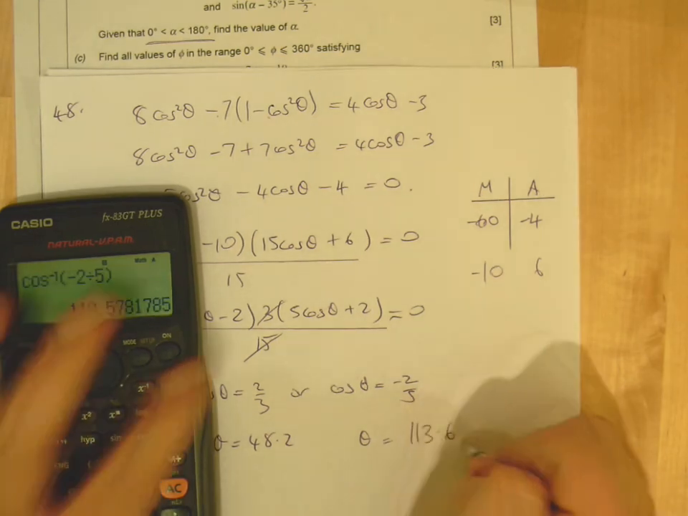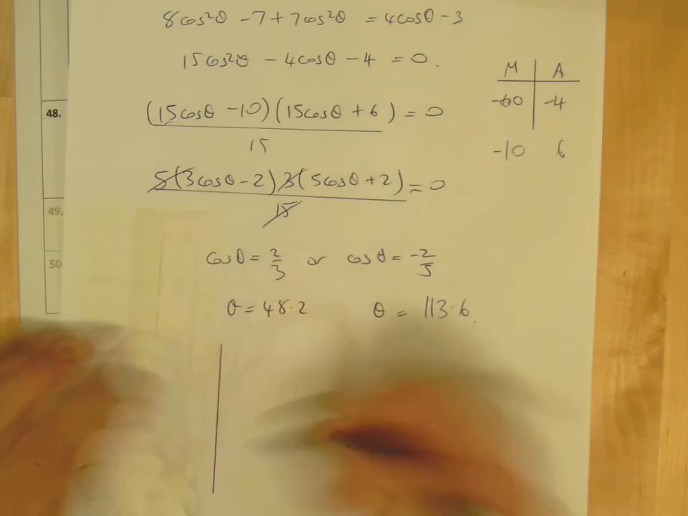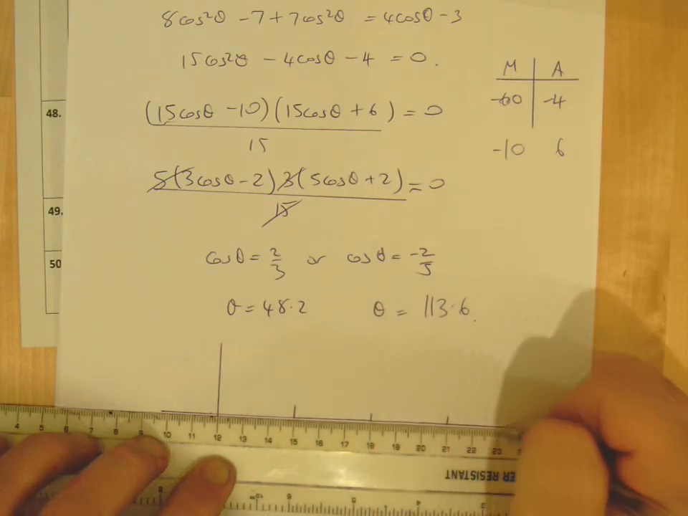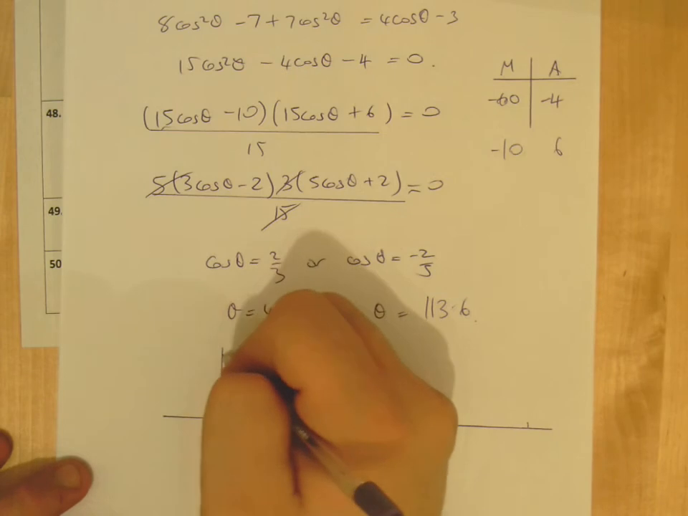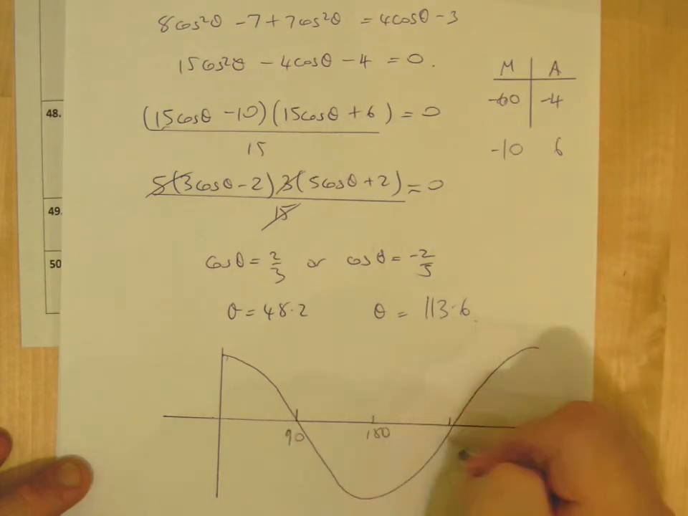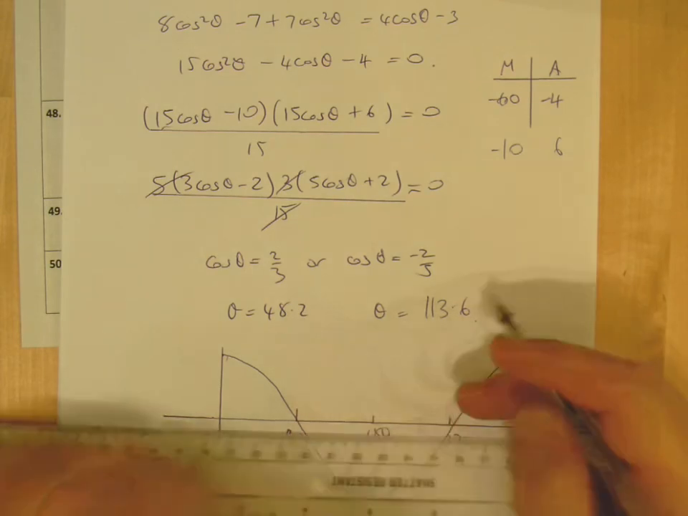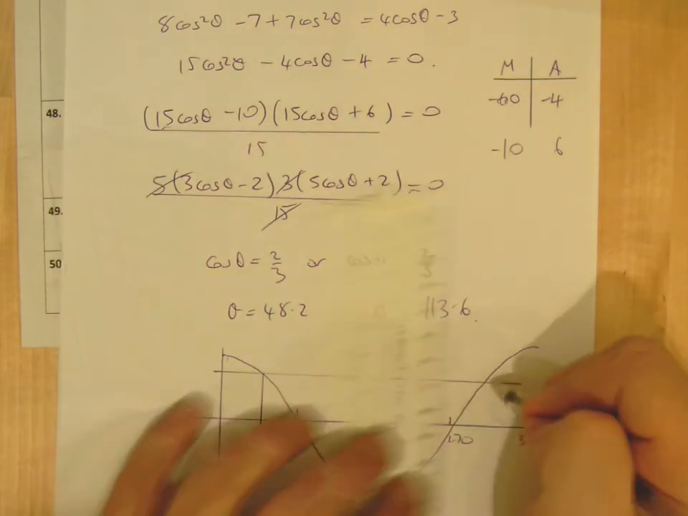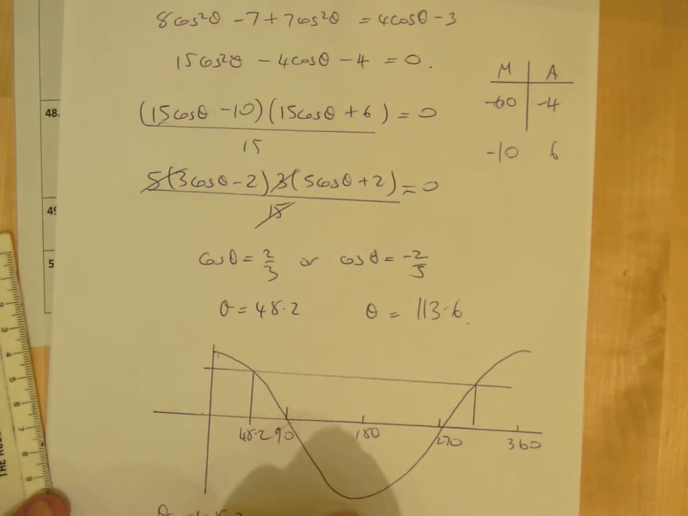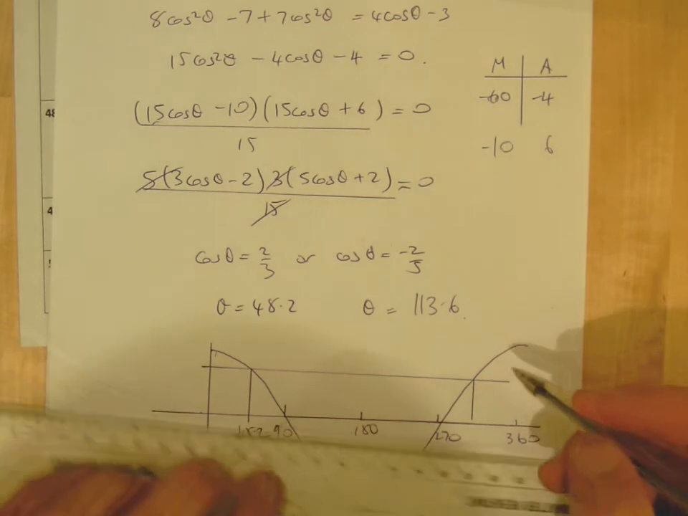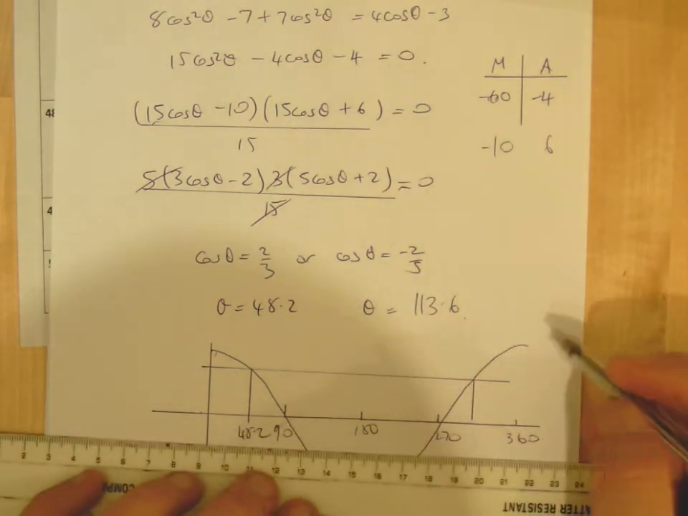is 113.6. You draw your cos graph. So every 90, 90, 180, 270, 360, so 2/3, 48.2, 2/3 is about there. There's your 48.2, so then that one there will be 360, so theta is 48.2, 360 minus 48.2, so theta will be 48.2, 311.8, and then 113.6, where minus 2/5 is about down there.